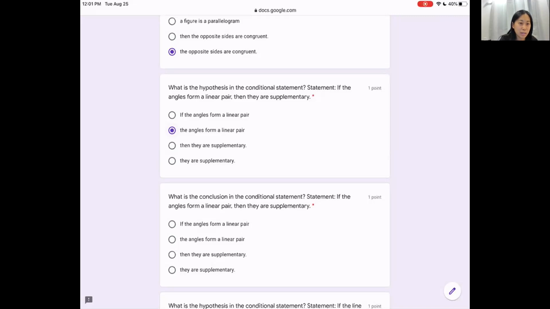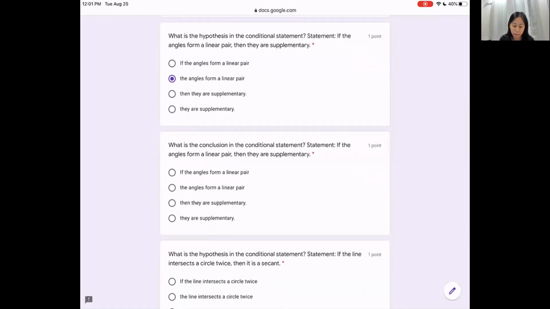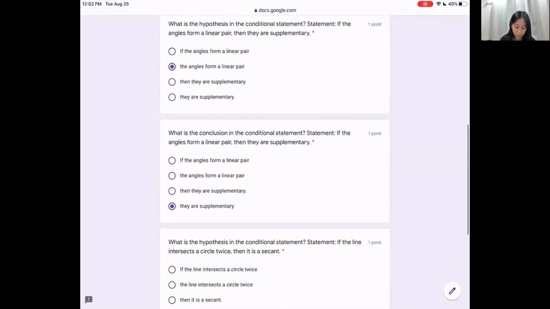All right. Okay, let's go to the next one. What is the conclusion in the conditional statement? Remember, the conclusion is the words following the word then. They are supplementary. Good. So it's the second half of the statement, but we don't use the word then, so it's just they are supplementary. Okay, any questions on those?